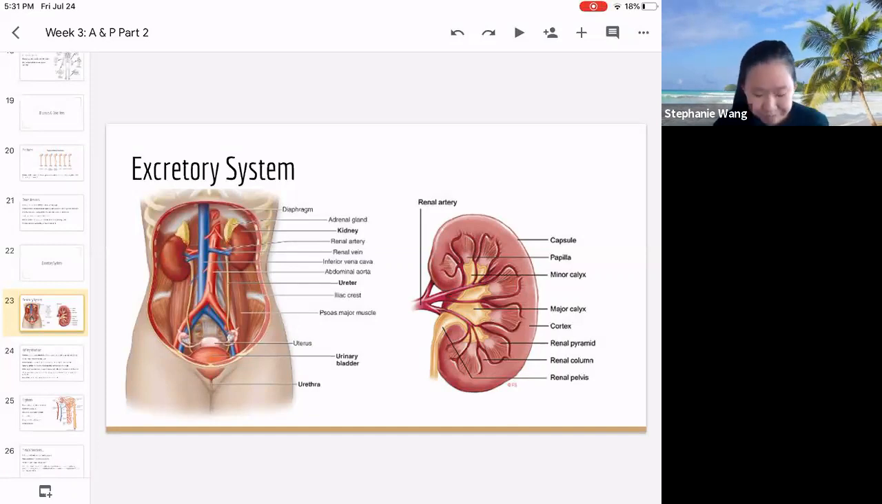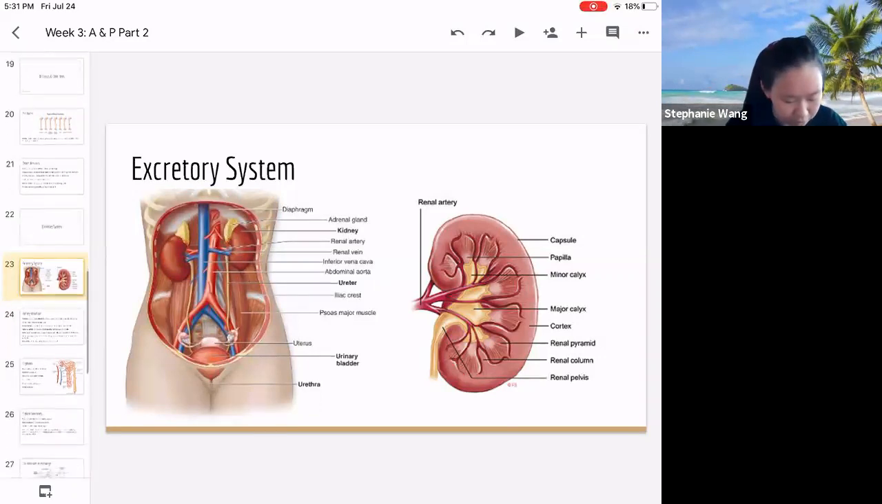Next we have the renal pelvis, and the pelvis itself is just the big inner portion of here. So that's the renal pelvis. Any questions?